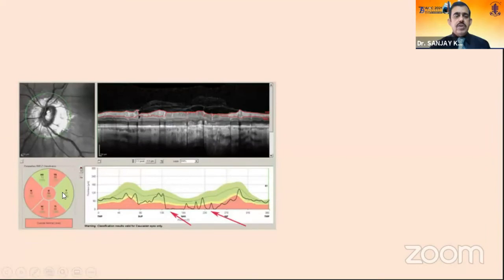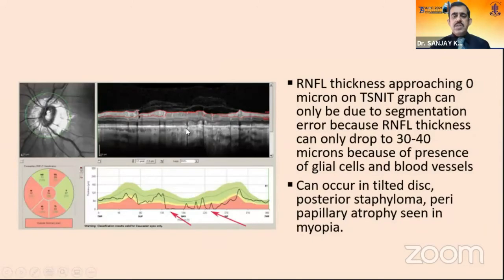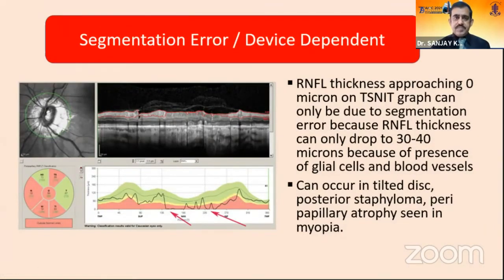Another printout showing a lot of red areas. In fact, RNFL reaches 0, which is not theoretically possible. This is due to the segmentation error seen in the tomogram over here, seen in high myopia because of posterior staphyloma or peripapillary atrophy. So this is again not glaucoma.